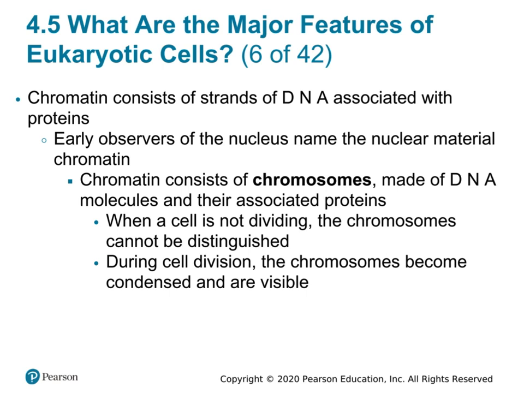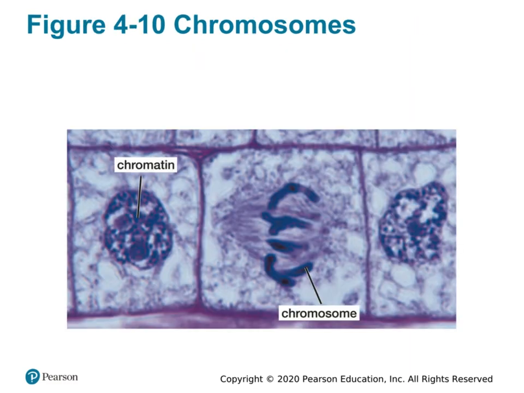And when a cell is not dividing, the chromosomes cannot be distinguished because they're unwound. They're not succinct and compact and supercoiled. But during cell division, they do supercoil, they do condense, and they become very visible. So here are some visible chromosomes. Even the chromatin that's indicated in the image on the left is not as discernible, and it's in the early stages of condensing, which is why we can see it at all.